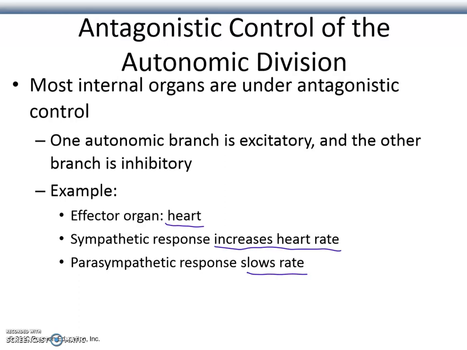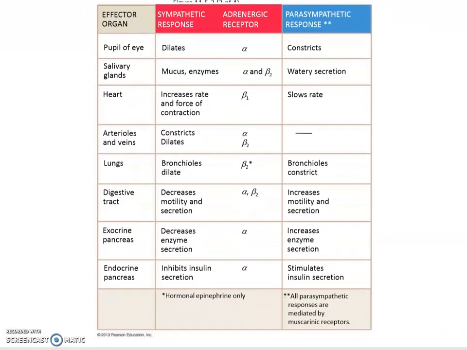So here's the typical antagonistic control of one side of the autonomic nervous system increasing while the other side will decrease the same effector organ, in this case the heart. But you can see that throughout the autonomic nervous system, almost always it's antagonistic control. However, there are exceptions to that. So here are some examples given, showing the sympathetic response on this side, and then the parasympathetic response on the other side.